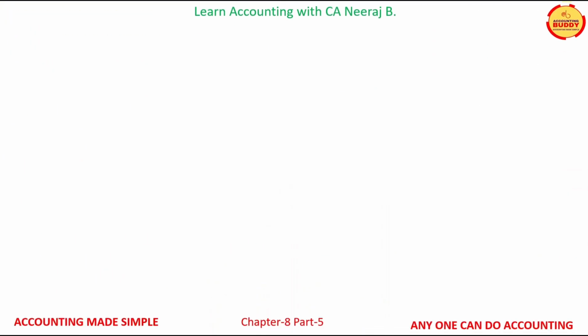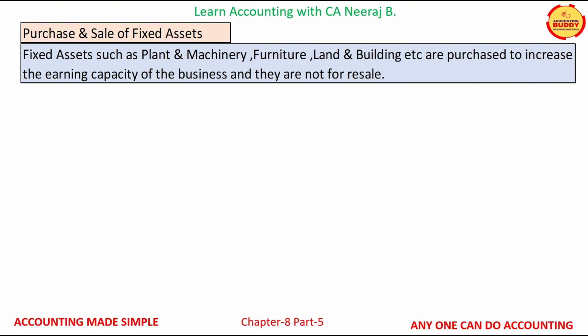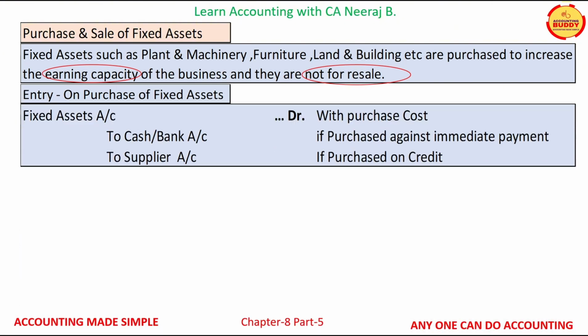Let us learn the journal entries related to the sale and purchase of fixed assets. Fixed assets such as plant and machinery, furniture, land and building, etc. are purchased to increase the earning capacity of the business and they are not for resale. Below entry is passed when fixed assets is purchased by the business. Respective fixed asset account is debited with the purchase cost. If the fixed asset is purchased against immediate payment, cash or bank account is credited. While if the fixed asset is purchased on credit, supplier account is credited.